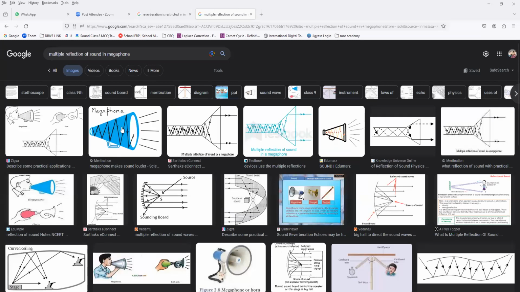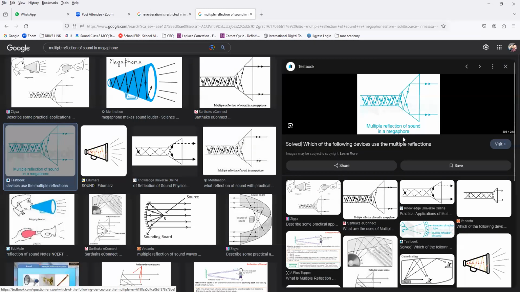You can notice it here. This is how it happens. Multiple reflections take place, so it makes us hear very loudly. This is the exact principle of the megaphone, and you can all experience it. Multiple reflections is the phenomenon where the sound keeps on reflecting, so it produces a very large sound. That's what you have to remember. The amplitude keeps on increasing with this.